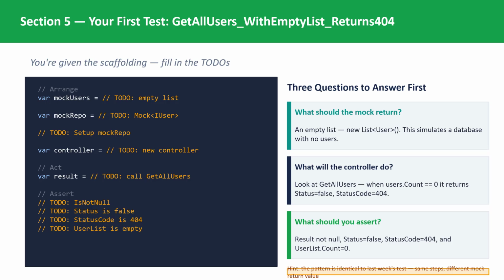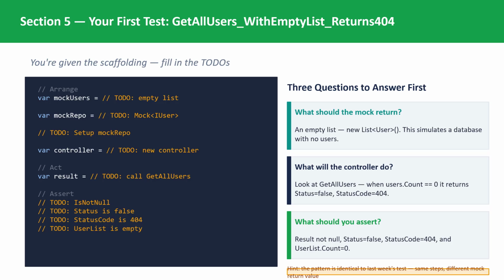What will the controller do with that? Do you know? So if we open getAllUsers in the user controller and look at what happens when users.count equals 0, you'll see it sets the status to false and the status code to 404. That's what we're testing. So what do we assert? Result not null, status is false, status code is 404, and userList.count is 0.